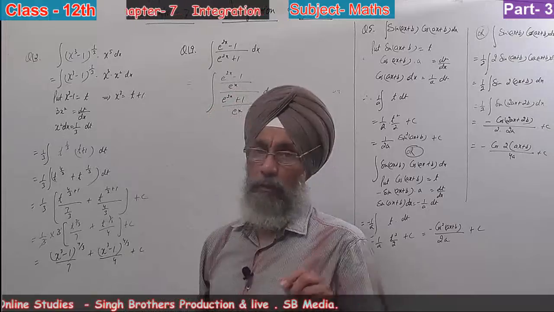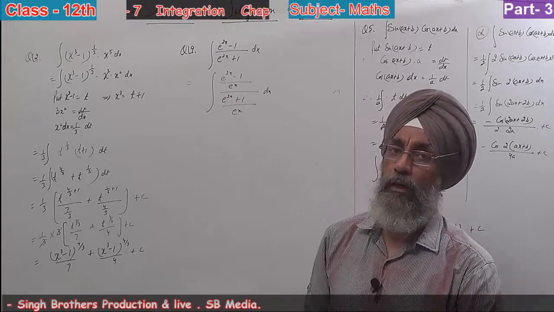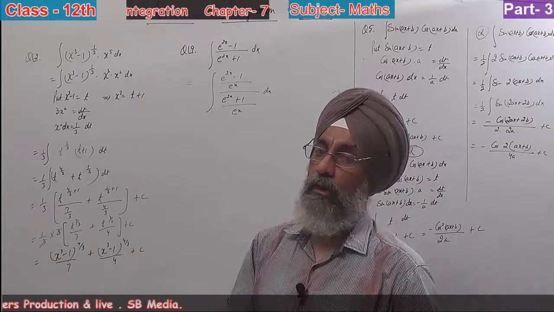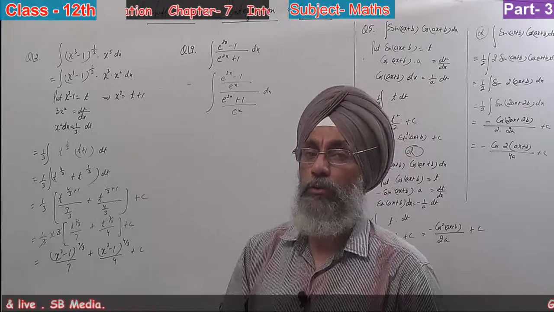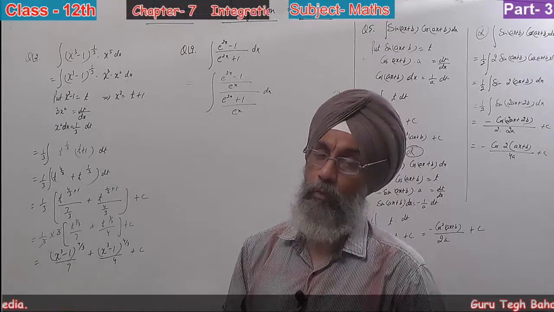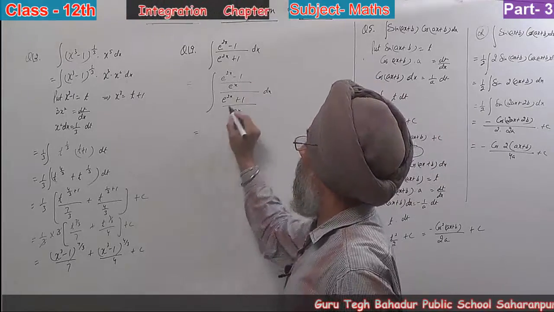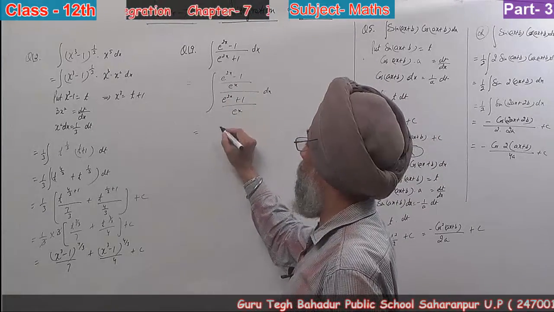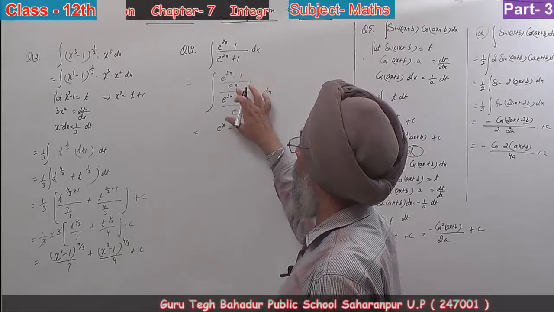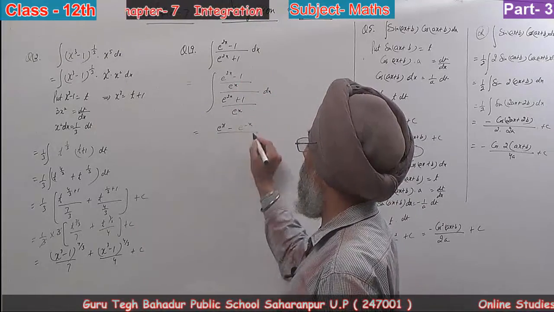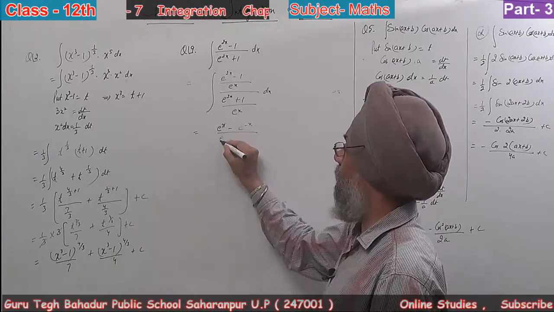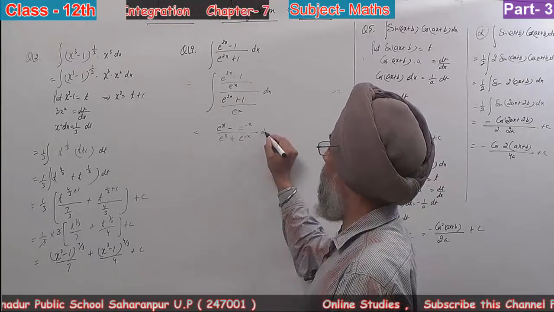There are very few tricks in these questions that we have to apply. We have to remember the tricks, and we can remember them only by practicing these questions. So e^x upon e^x becomes 1, and 1 upon e^x is e^(−x). Same in the numerator, it becomes e^x − e^(−x), and in the denominator e^x + e^(−x).